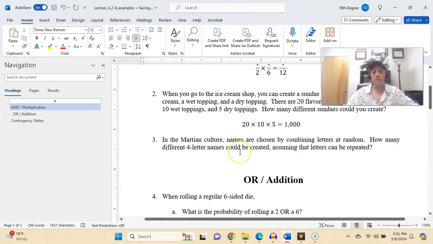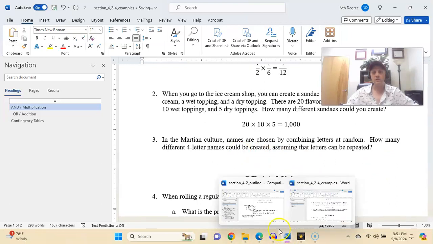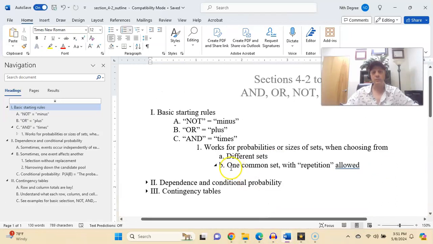All right, in number 3, we're going to be illustrating this final principle for multiplying. We're going to be drawing items from just one set, one common set, when we're allowed to repeat them. Repetition allowed.